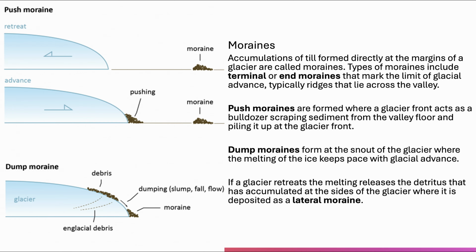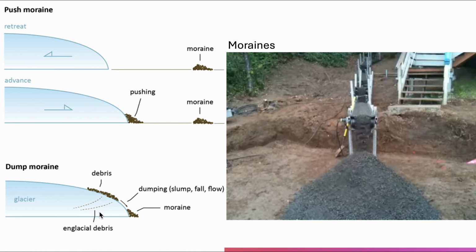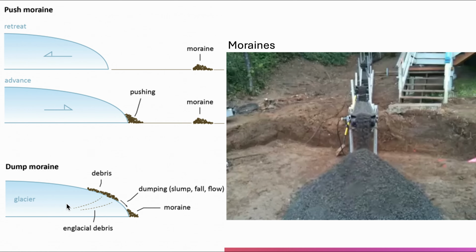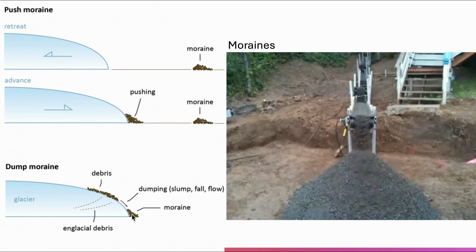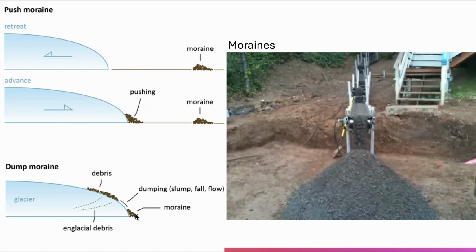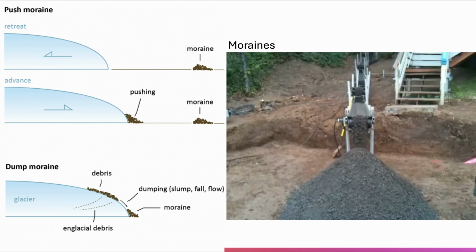Dump moraines form at the snout of a glacier where the melting ice keeps pace with the glacial advance. So we think of this as kind of a conveyor belt where material is being conveyed to the toe of the glacier and gets dropped out.